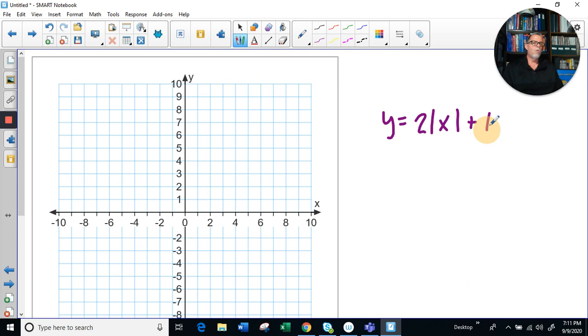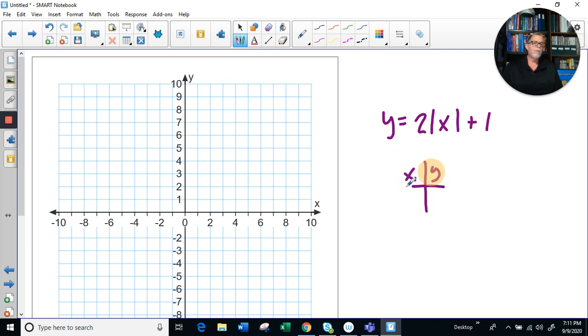The plus 1, now what happens? So we've changed the width of it. It's going to be narrower, but that plus 1, when it's outside the function, you're adding 1. When you add or subtract outside the function, it's going to go up or down. In this case, it's positive, so it's going up. So now, think of what happens if we plug in a value.